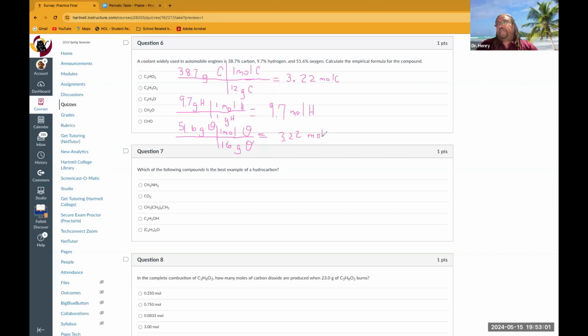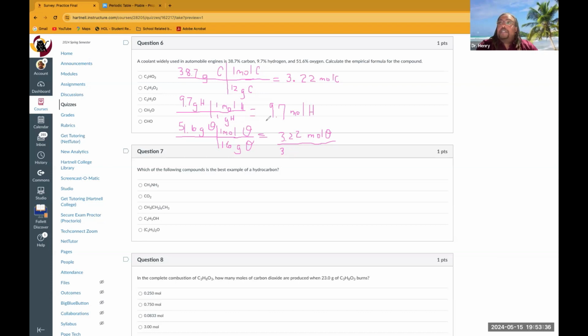Okay, so then what do we do next? Wouldn't we round everything to a whole number and then divide it by the smallest? What was that? Somebody said it? Divide it by the smallest. Okay, so we're going to divide it by the smallest. So 3.22 is the smallest.